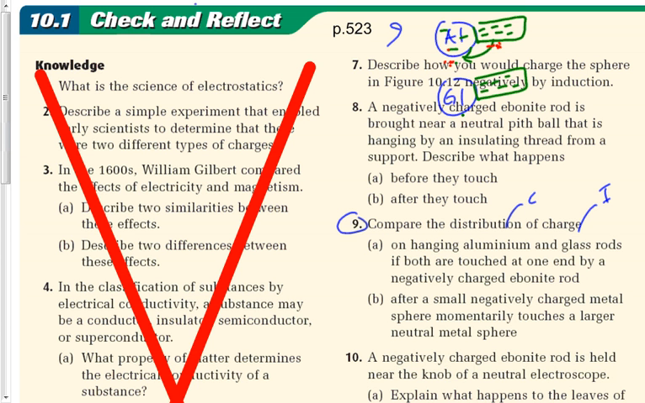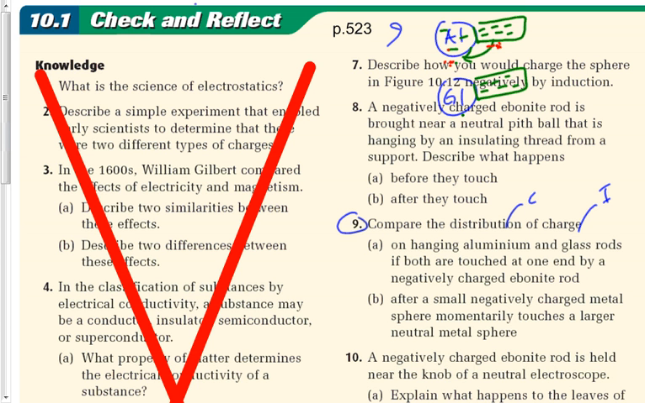9b. What's the distribution of charges after a small negatively charged metal sphere momentarily touches a larger neutral sphere? What's the distribution of charges going to look like? Well, they're both conductors here now, right? Is there going to be a transfer of charge? Yes.